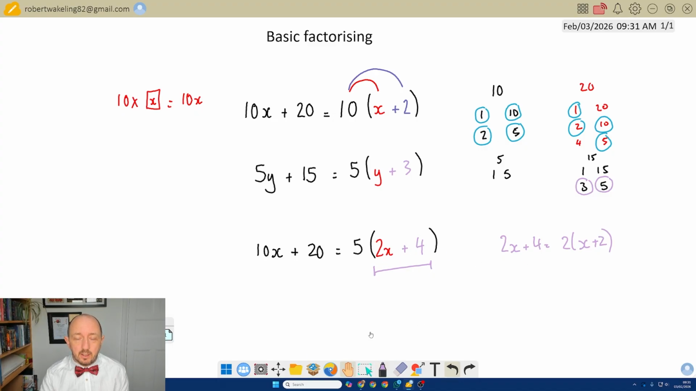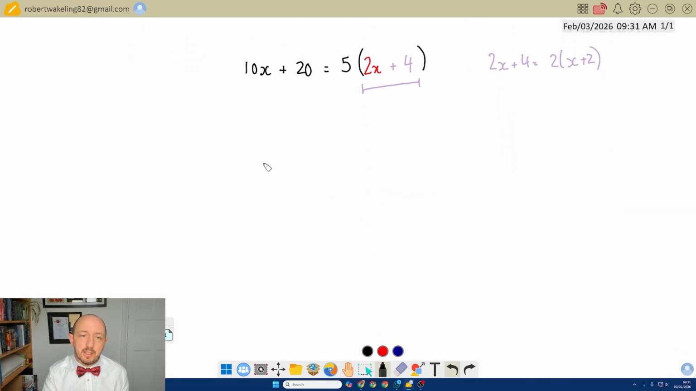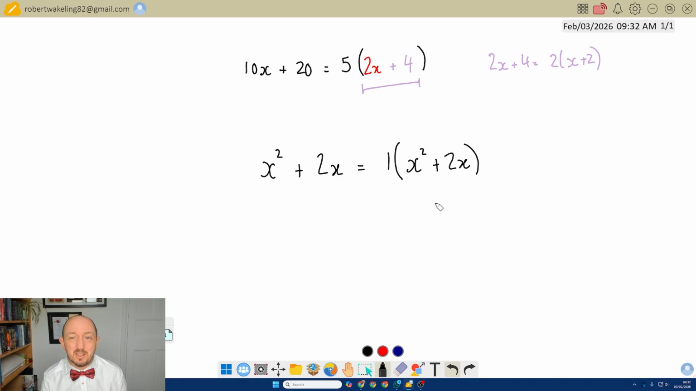Okay. Now, the next level up of this would be to see what happens if we have x squared plus 2x. Because in this case, you might look and say, well, I mean, 1 and 2, we don't usually have that 1 there. That's an invisible 1. They don't really have anything apart from 1 that would work. And if we did this, that hasn't really helped us at all. So we're not doing 1. We never pull out 1.